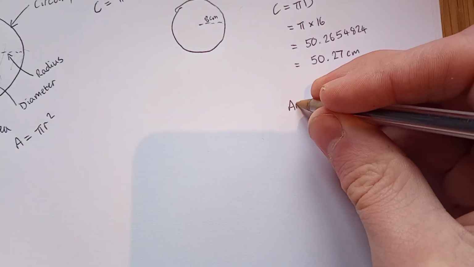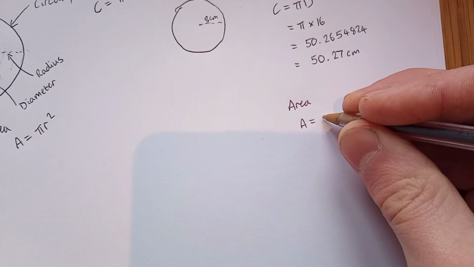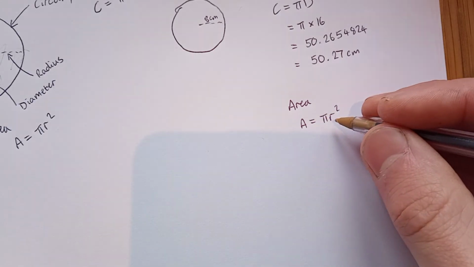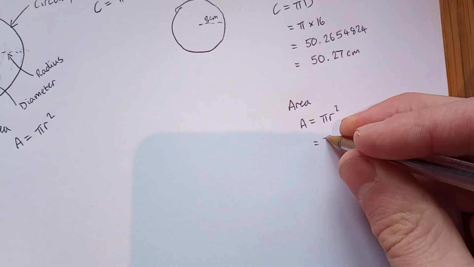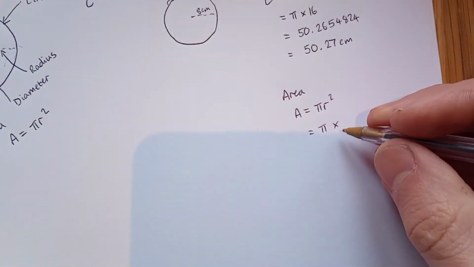Secondly, let's look at how we find the area. So area A equals pi r squared. That's our little formula that we have for the area. Always write that down first if you're finding an area of a circle. So we're doing pi times, now we're given the radius. The radius is 8 on this picture.